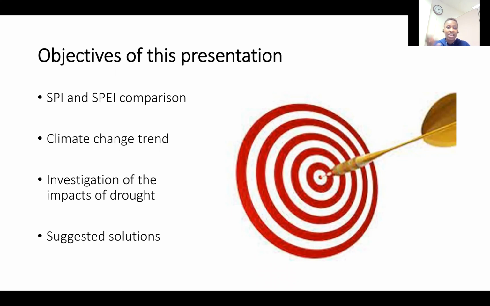I'm talking about that as we go on in the presentation. I'll also be looking at climate change trend in the region. I'll be investigating the impacts of these droughts. And also I'll be giving suggested solutions based on other research that's been done earlier. So keep your seat belts on and let's do this.